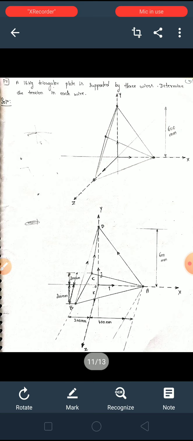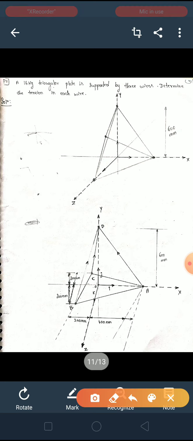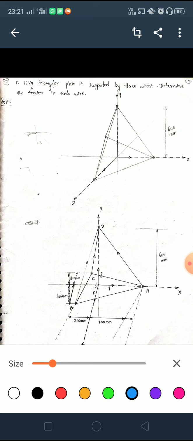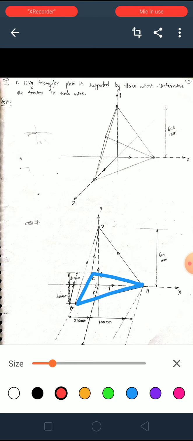Question. A 16 kg triangular plate is supported by 3 wires. Determine the tension in each wire. So what it is trying to tell is there is a triangular plate which is supported by 3 wires. You can see ABC, this is the triangular plate, and that particular plate is supported by using 3 wires.